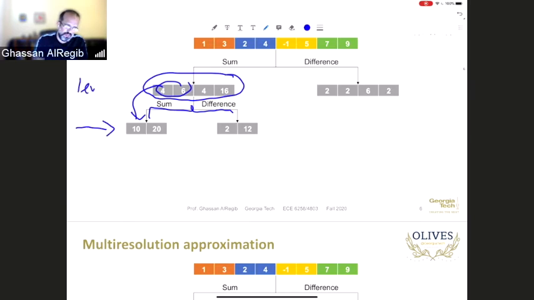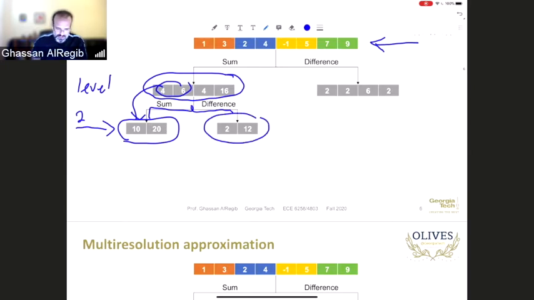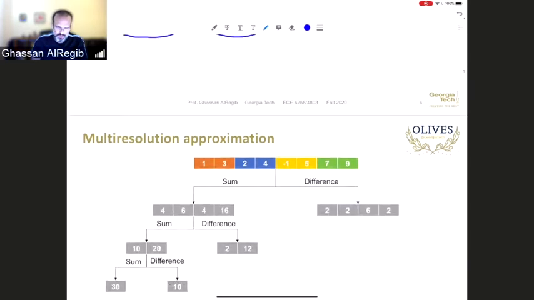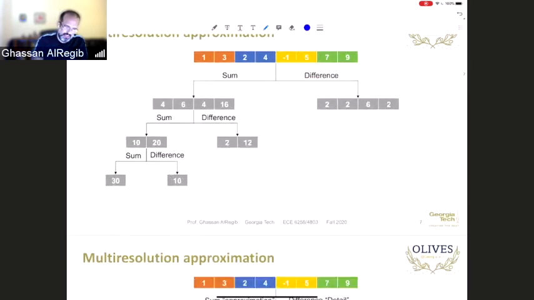So this is level 1. This is level 2, where I have an approximation of this sequence of 8 samples using these 2 samples in the sum and these 2 samples in the detail or difference sequence. I can go one more time because I can take the sum of 10 and 20, I get 30. The difference is 10. So now I have level 3. I cannot go any further because I now have only a single sample in the sum.